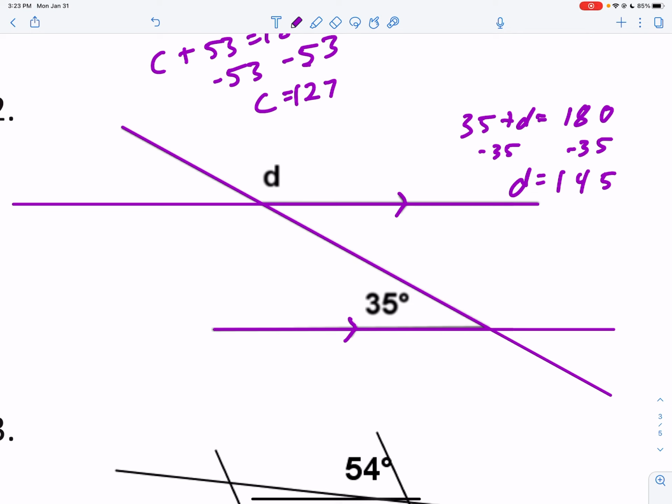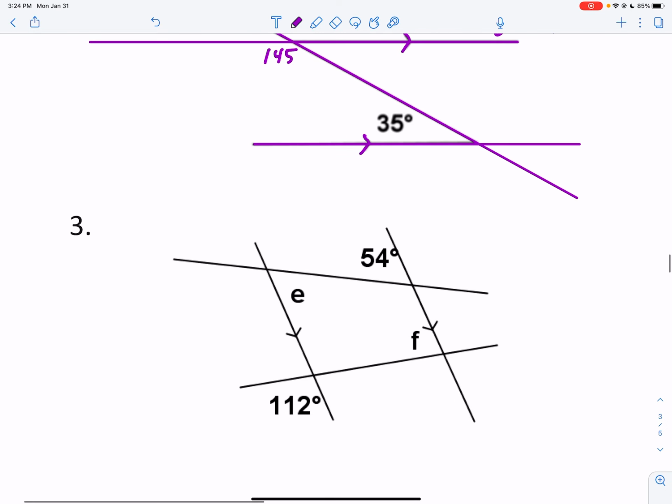We could say that these add up to be 180. Or we could say that these add up to be 180 because they are supplementary, because they are same side interior. So going through the whole process to find out what that would be, we have that, and then say that this is a vertical angle, so it's the same. See how many ways there are to do all these? It's wild.